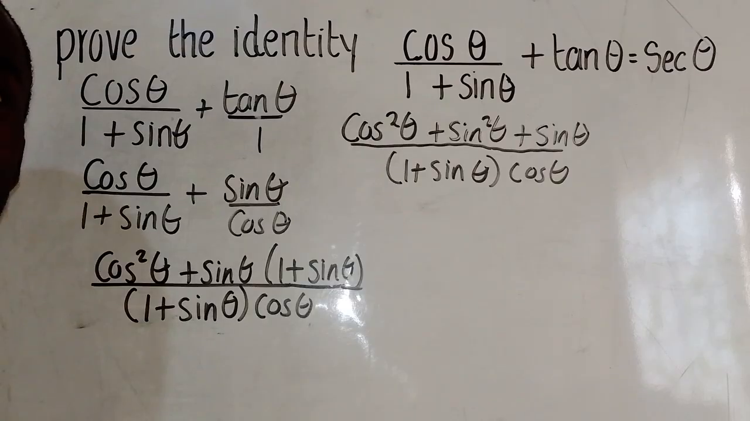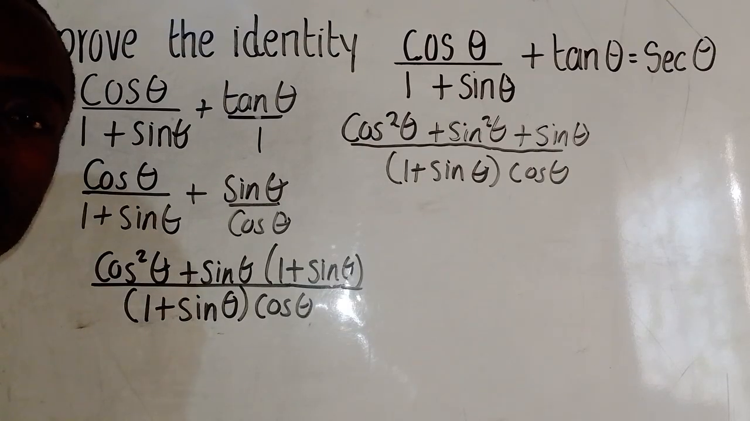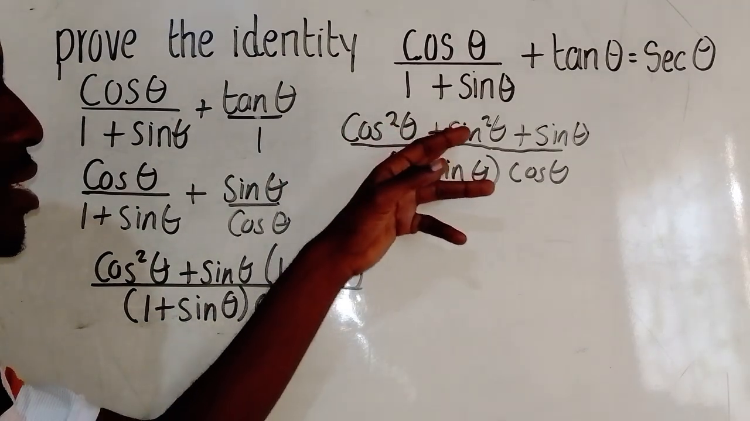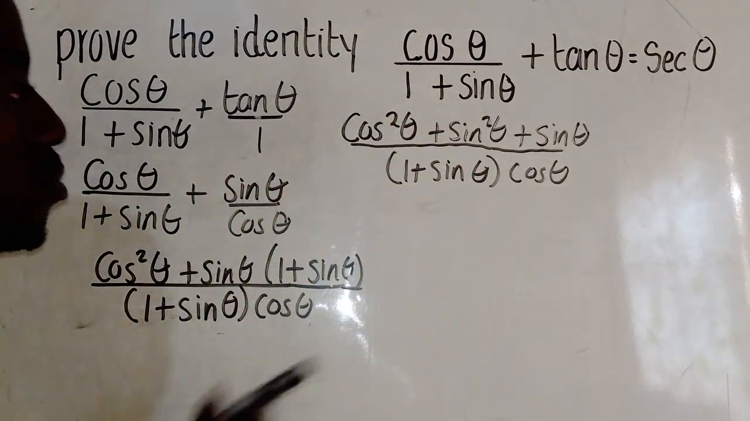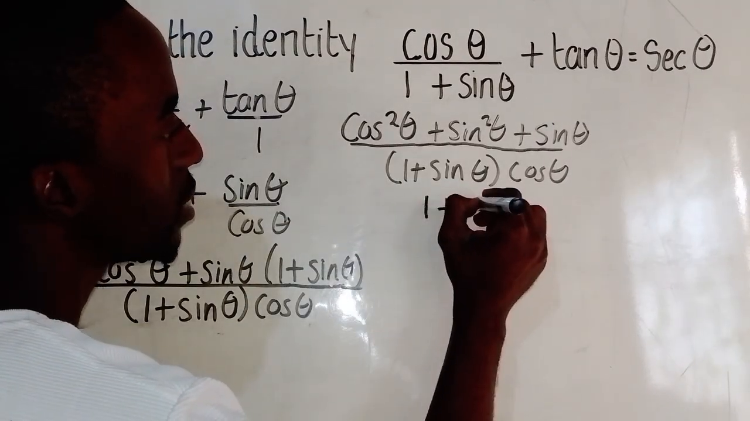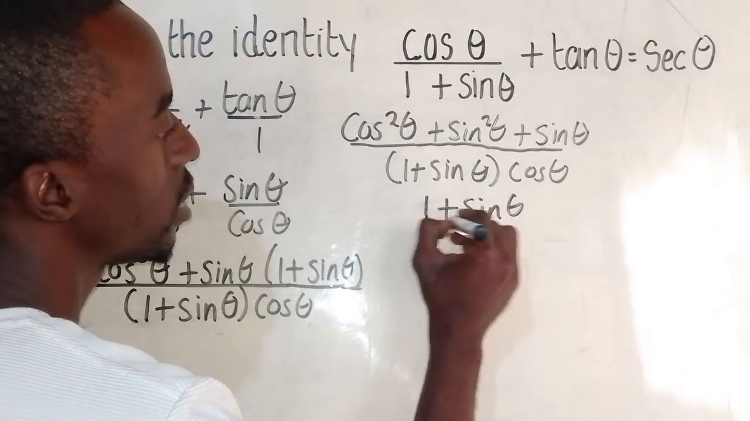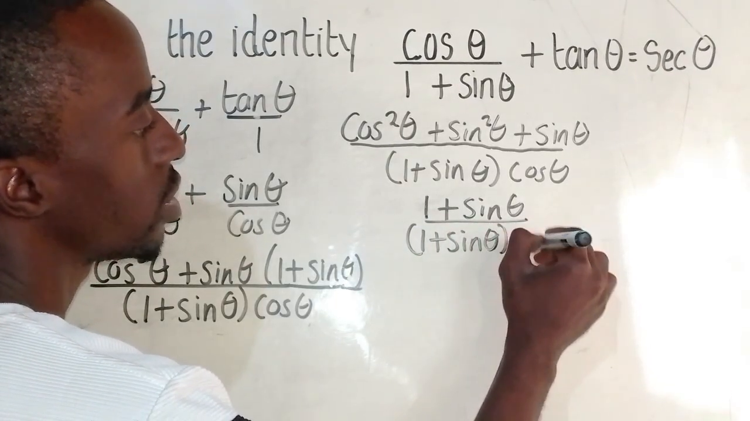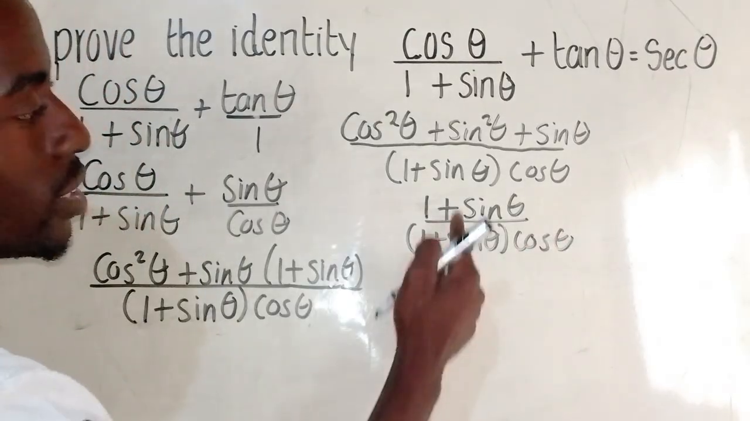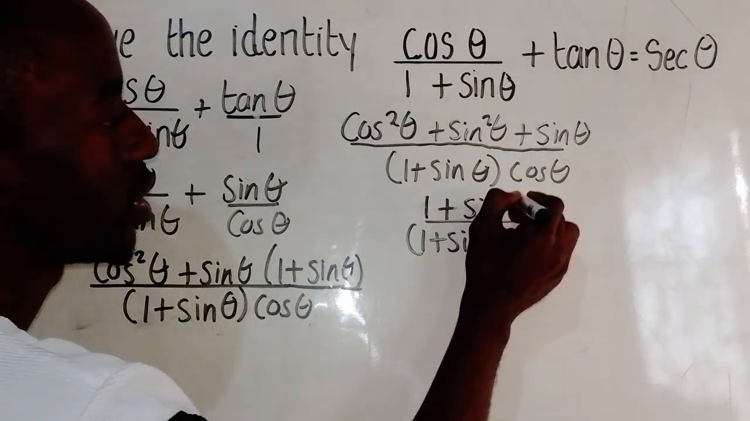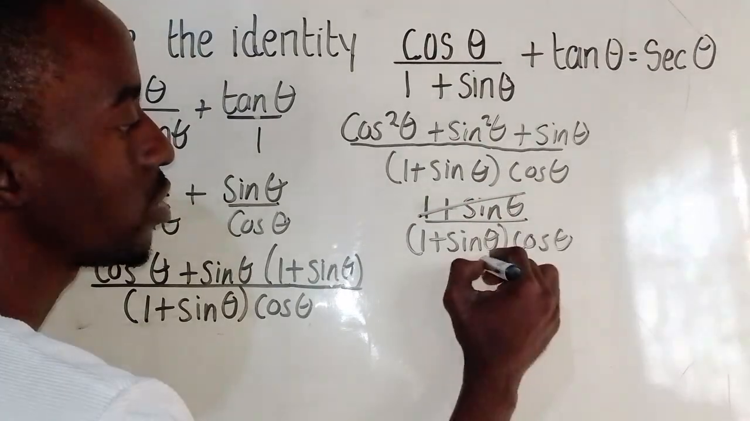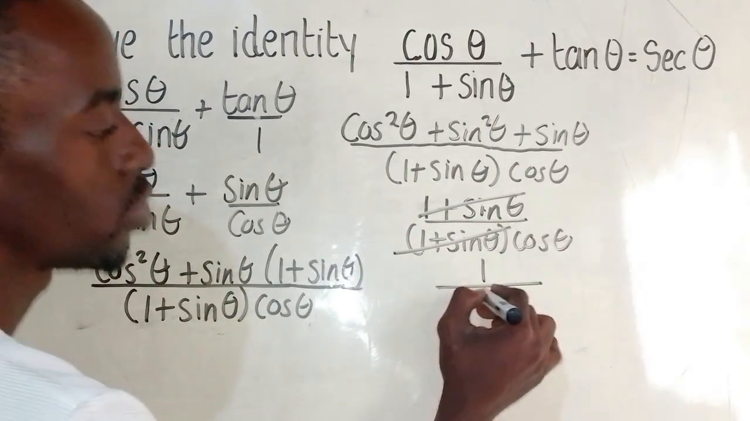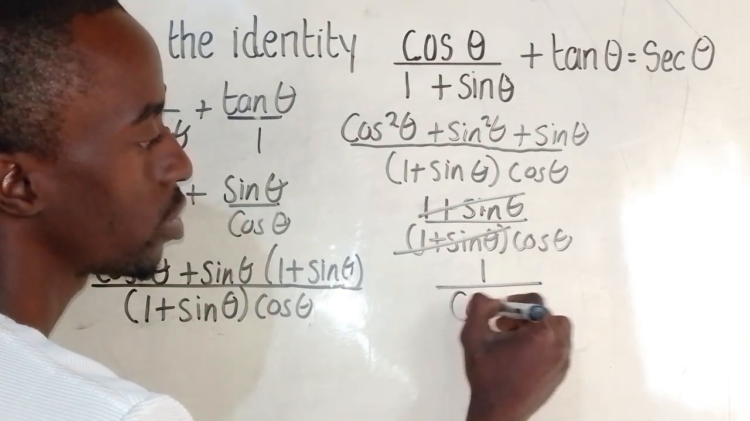The reason why I have started with this one is because we have what you call an identity. An identity simply means they are the same. Those equations are the same. Meaning that when you solve cos square theta plus sin square theta, you're going to get a 1. So it will be 1 plus sin theta over open bracket 1 plus sin theta, and then outside, cos theta. As you can see, this one and this one are the same, so you can cancel them. Here it's going to give me 1, so I put 1 over cos theta.